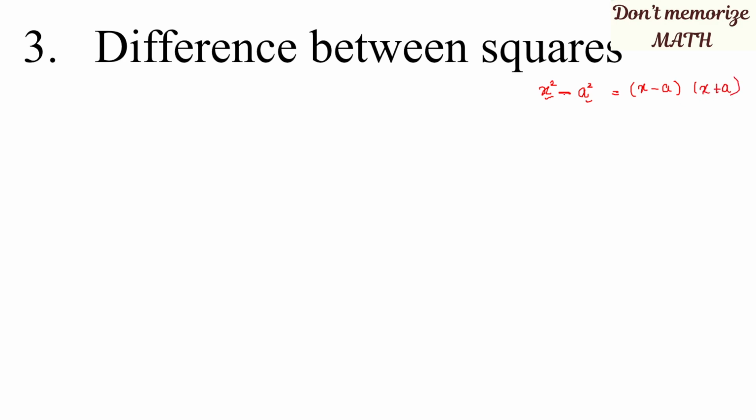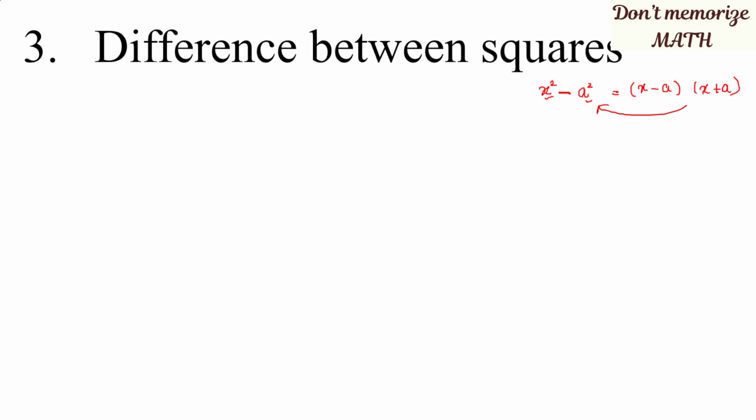If we have a difference, that means a minus between squares, you can factorize it directly. If you want, you can multiply and check. When you multiply these two, you will get the same. Okay, so let's discuss some questions.